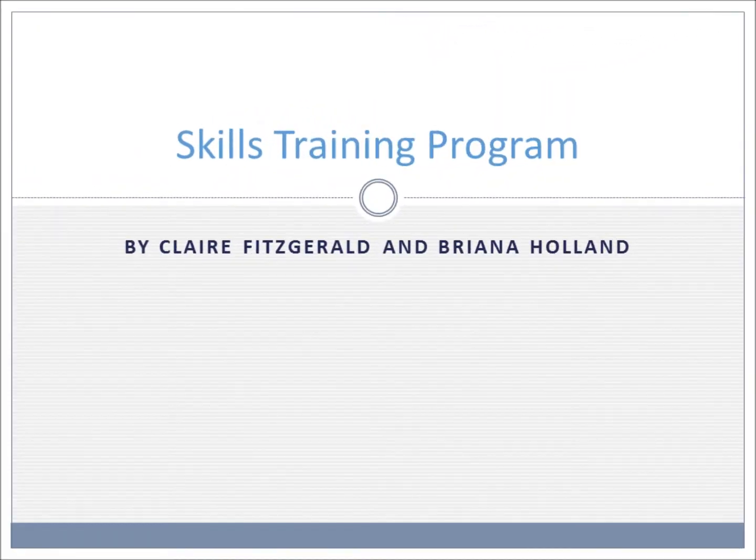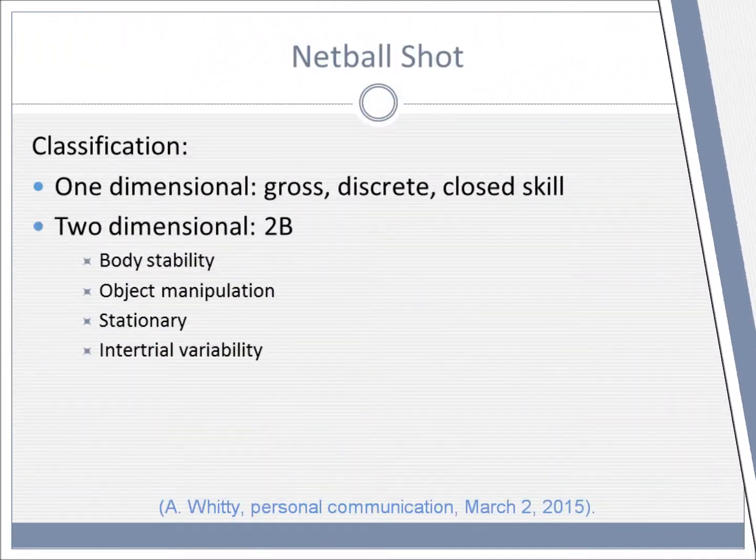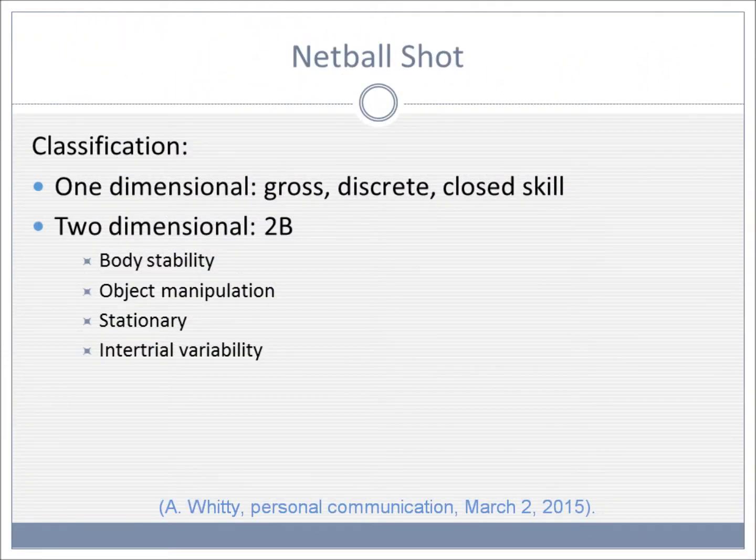This is a skills training program by Fitzgerald and Briana Holland teaching you a netball shot. A netball shot is classified one-dimensionally as gross, discrete, and closed. According to Gentile's taxonomy, the two-dimensional classification of a netball shot would be classed as type 2B, as it involves body stability, object manipulation, and is stationary and has intertrial variability.